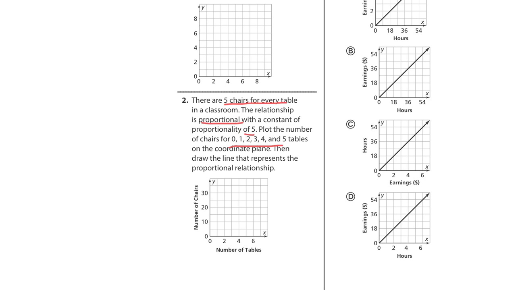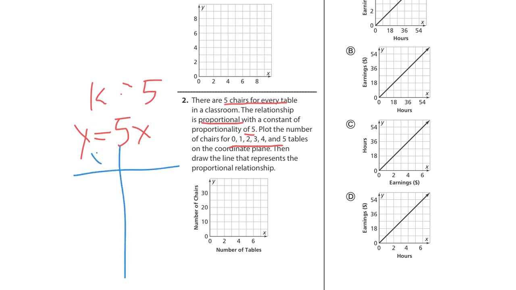Then draw the line. So for this one, we know that k equals 5. So we have the equation y equals 5x. Now we create a table with x in one column and y in the other column. We're going to label it 0, 1, 2, 3, 4. Technically, for a line, you only need 2 points. So the first point, we know it's 0, 0.